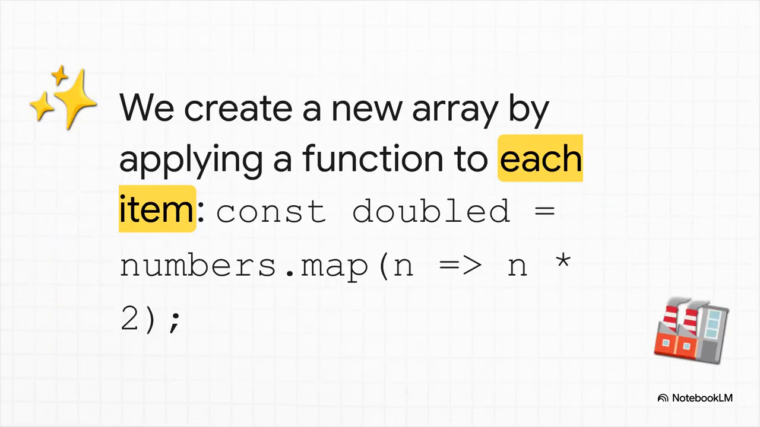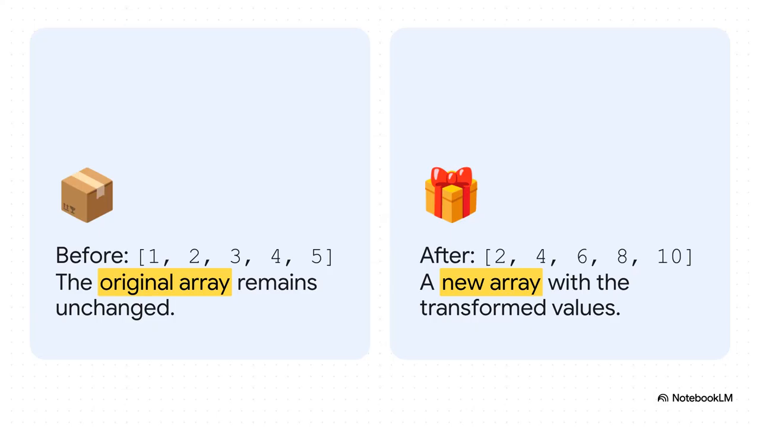It's so cool. We call .map right on our numbers array, and we give it a really simple instruction. For every number, which we'll call n, just return n times 2. That's it. It's so clean and easy to read. And boom, the result is a brand new array where every value has been doubled. But here's the really important part. Our original numbers array is completely untouched. It's still 1, 2, 3, 4, 5.